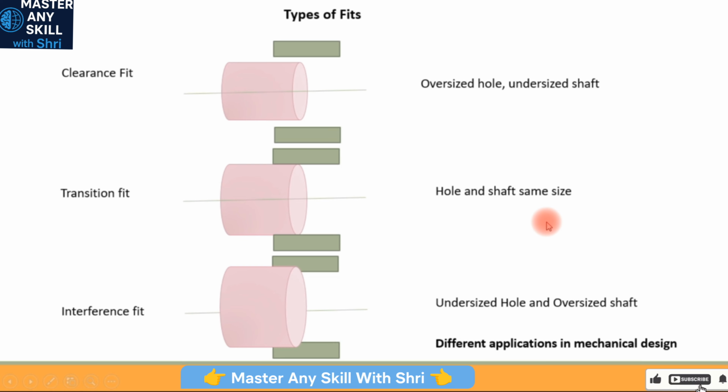Each of these types of fits has its own applications in mechanical design. One example of interference fit is the assembly of a ball joint onto the control arm of a suspension. One arrangement of the suspension control arm is one in which the ball joint is press fitted onto the control arm. There are other ways of assembling also, but this is one way of doing it. In this case, the interference fit has to be defined between the control arm hole and the ball joint OD.